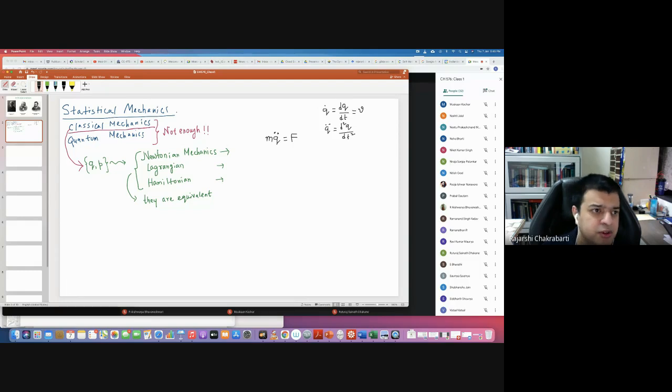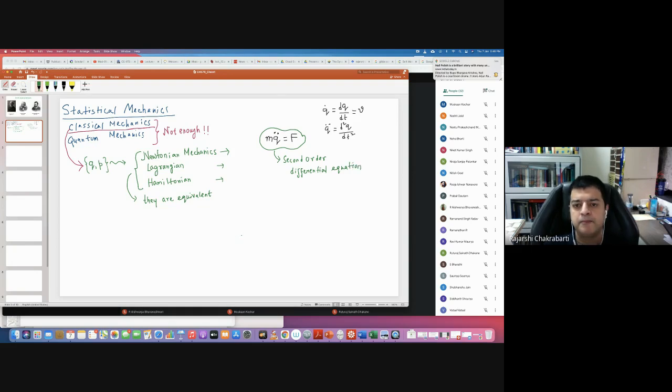And this is the central equation. Now look carefully, what is this equation? This is a second order differential equation. Okay. Now you know from your school days that if I have a second order differential equation, then in order to solve that equation, how many initial conditions are required? Write down in the chat box.